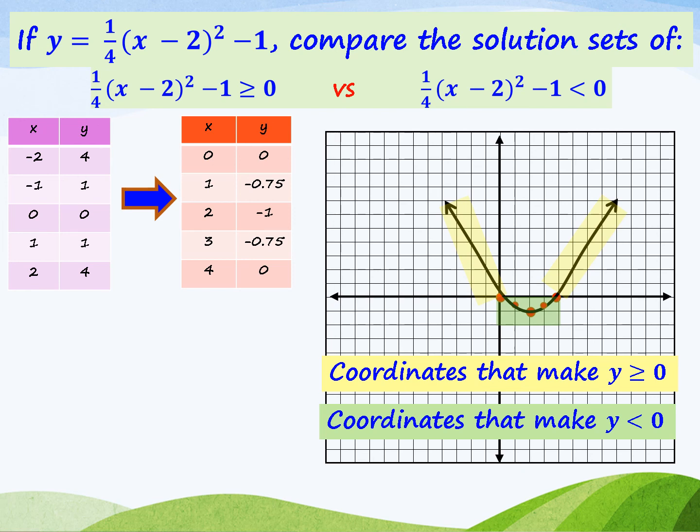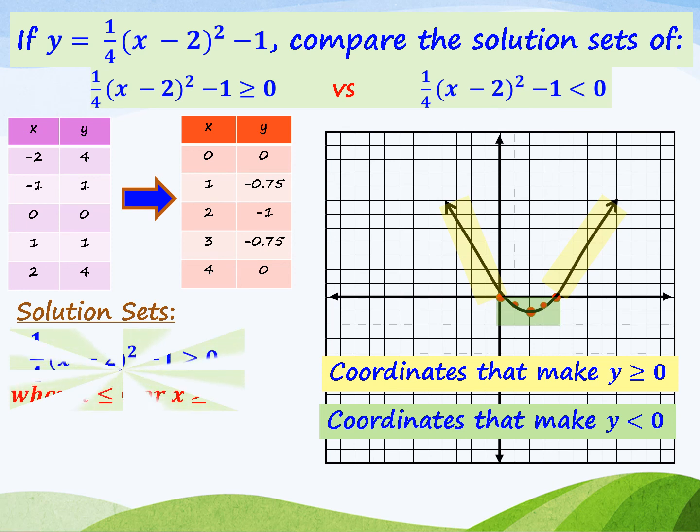So I've got to write the inequality for the yellow part first. Now, since the yellow part is not a conjoined part, unlike the bowl of the parabola, that's going to be an OR. So my first solution set is going to be 1/4 times (x minus 2) squared minus 1 is greater than or equal to 0 when x is less than or equal to 0 or x is greater than or equal to 4. So it's those points and then off to the right and off to the left.